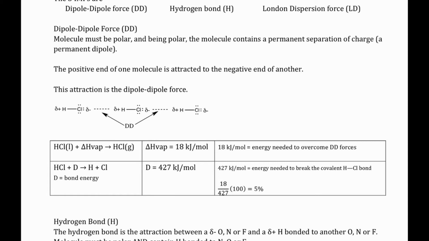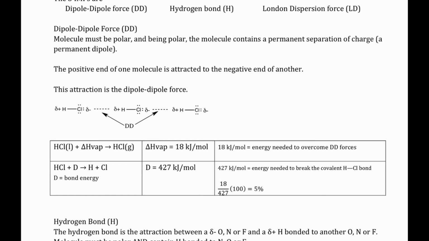So what we have there is the positive end of one molecule is attracted to the negative end of another. And we see in our diagram the example given of the molecule HCl. So Cl is more electronegative. It's got the partial negative charge, H partial positive charge. And so each HCl is surrounded by many other HCl molecules in the liquid phase or the solid phase, where the Cl end is getting close to the H ends. And those attractions are the dipole-dipole IMF.